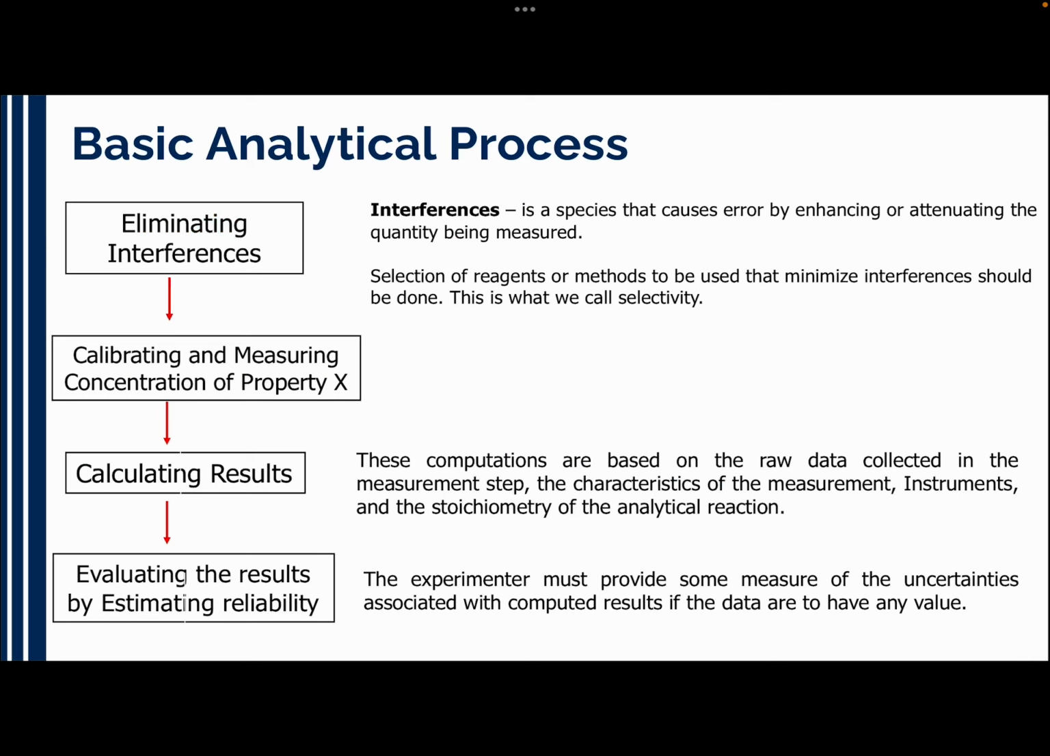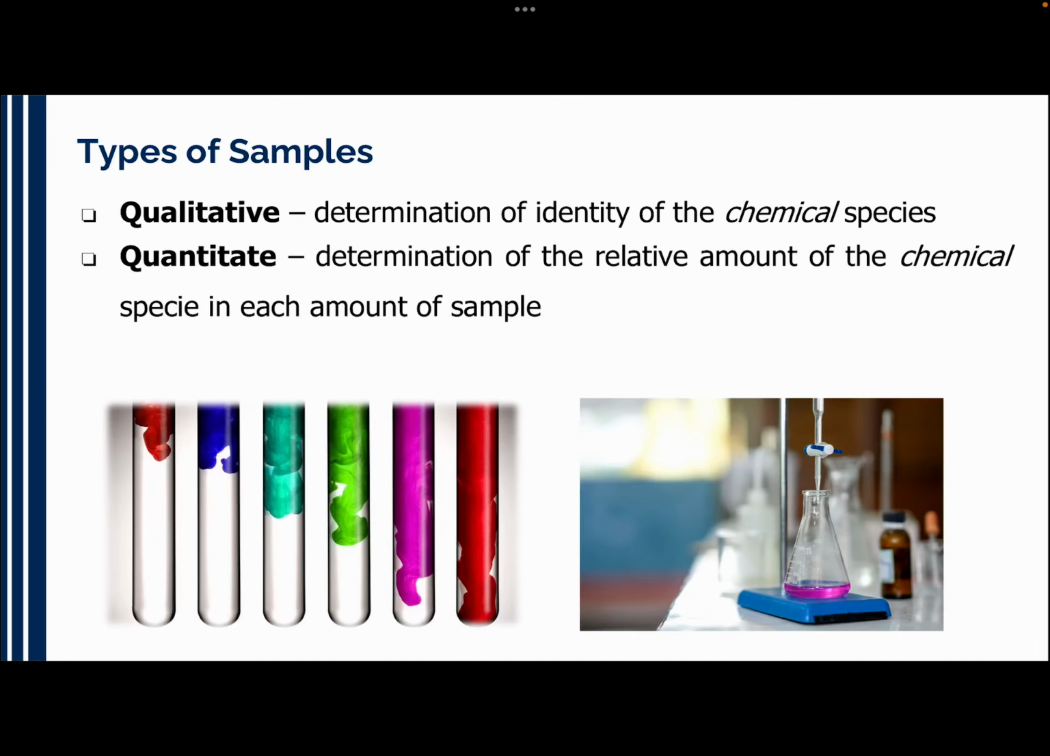So if we have now the result, so we will also evaluate kung unsa ang pasabot sa katong result. Taas ba siya or mubo ba siya or unsa bay nahitabo sa atong result. So you will evaluate, the experimenter must provide some measures of uncertainties associated with the computed result if the data are to have any value. So we have here the types of analysis. So qualitative, again, determination of the identity of the chemical species, and then quantitative for determination of the relative amount of chemical species. So qualitative, for example, we have color changes nga nahitabo, and then quantitative, for example, is your titration.